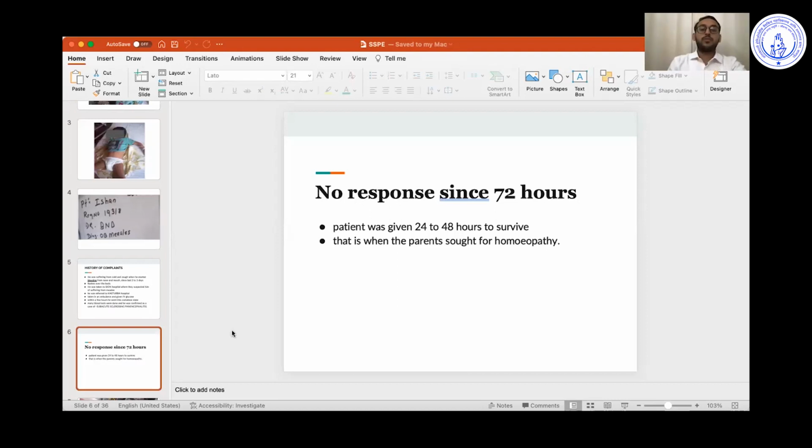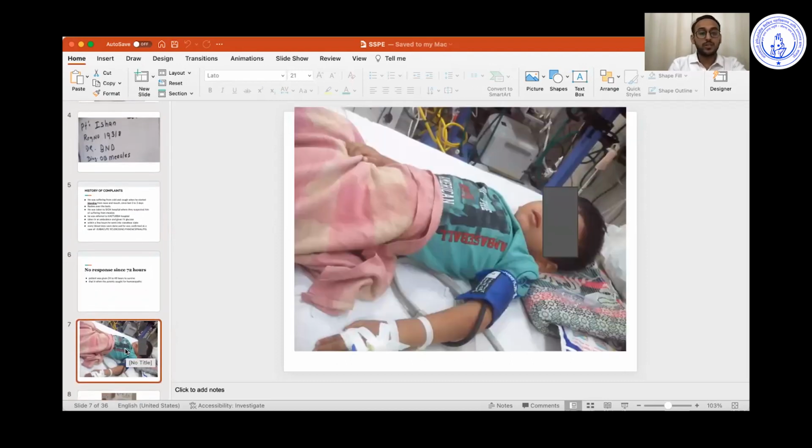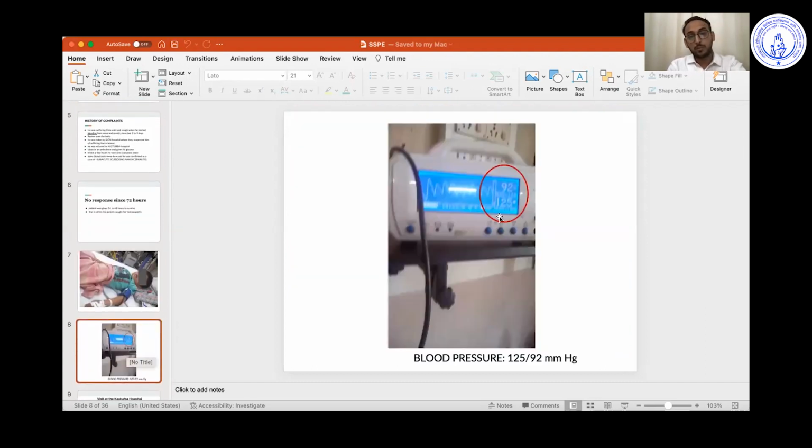This was the time where the child's parents thought of starting homeopathic treatment. That's where they called us, and we visited the hospital. You can see the pictures of the child. He's lying in the bed with all the pipes in and around, and you can see the blood pressure, which is roughly 125 by 92 mmHg, which is quite high in the case of a child.